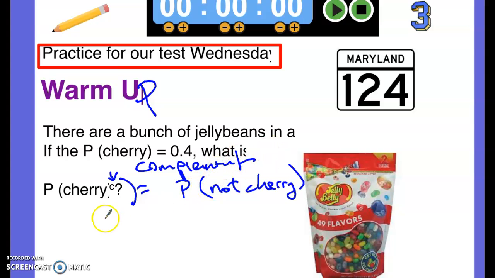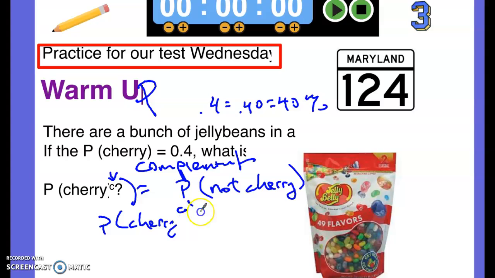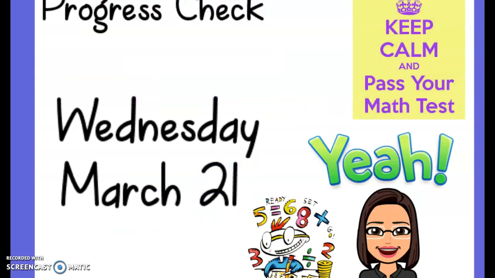All right. So if the probability that we get a cherry is 0.4 or 40%, of course 0.4 is equal to 0.40, which is 40%. That means the probability of cherry complement is going to be, well, what's the difference from 100? You got it. It is going to be 0.6 or 60%. So that reviews our little complement thing. Okay, now let's go ahead and go on to the lesson of the day.